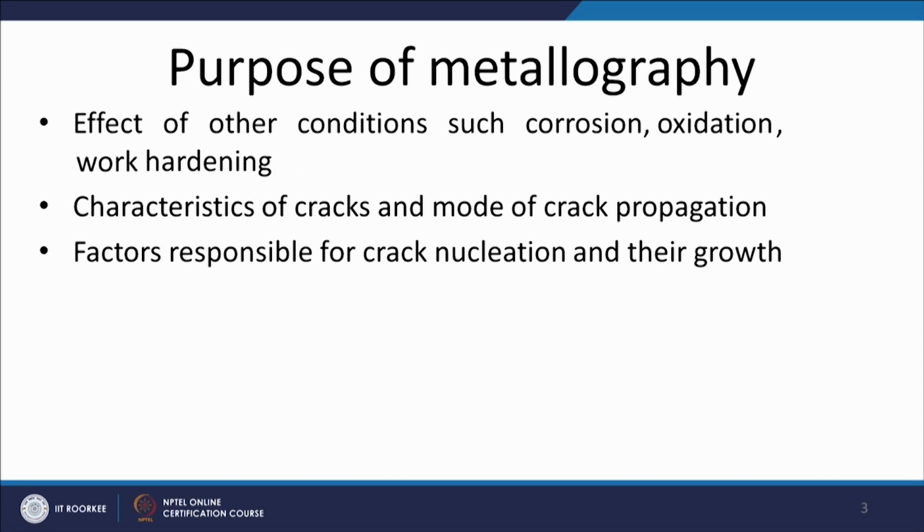Then other conditions if are experienced by the component, like oxidation, corrosion and the work hardening, these also can be identified through the metallography in terms of the kind of the microstructural damage or the oxidation, presence of the oxides, or the deformation of the grains near the surface layers will help to identify that if the work hardening has taken place onto the component.